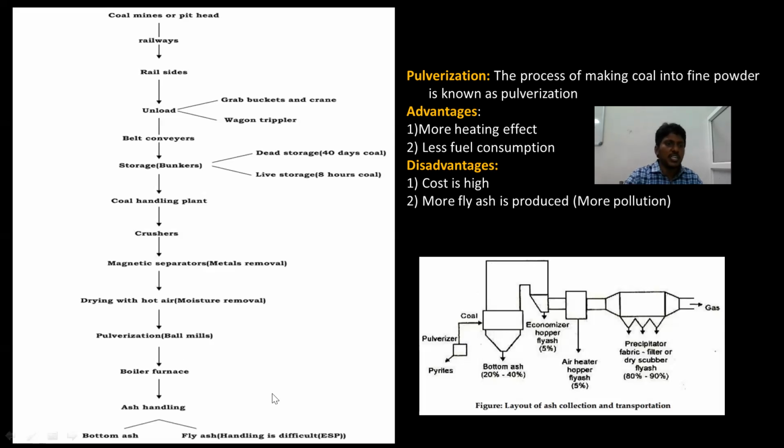In the boiler furnace, what happens? A combustion process happens, and as a result of combustion, the outputs are steam, flue gas, fly ash, and bottom ash. Bottom ash will be very little when we consider the pulverization process, and then fly ash will be there. Fly ash handling is difficult, and we are doing it with the electrostatic precipitator.